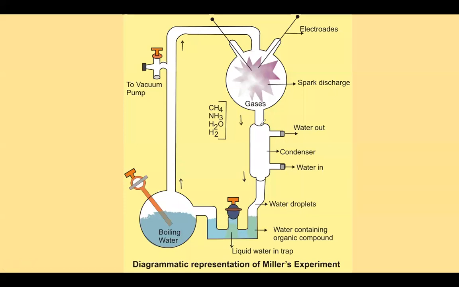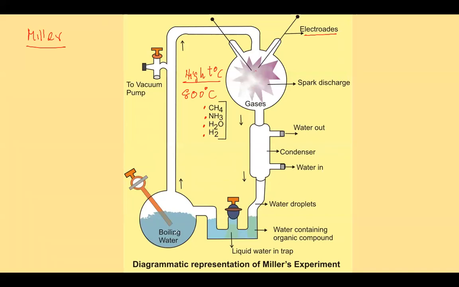To prove this idea, another scientist, in 1953, S.L. Miller, an American scientist, conducted an experiment. What he did, he created the primitive conditions of the earth in a flask. In this flask, he created high temperature and the atmosphere of the primitive earth, such as methane, ammonia, water vapor, and hydrogen. And thunderstorms were created using electrodes. Between electrodes, there was a high voltage electric discharge. The temperature was 800 degrees Celsius, and it had all these gases.